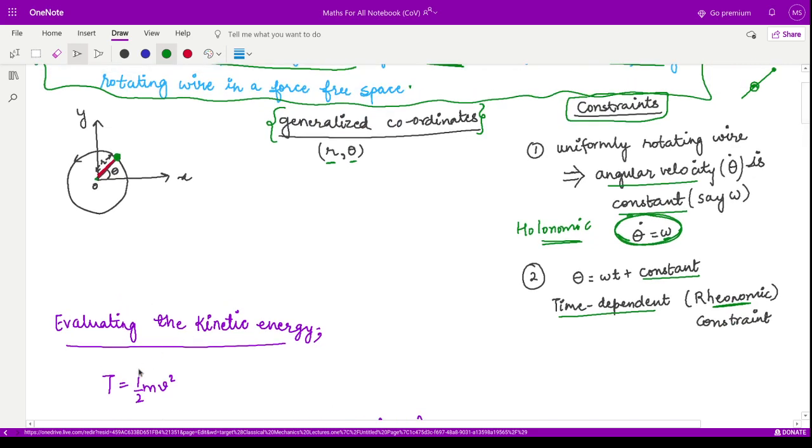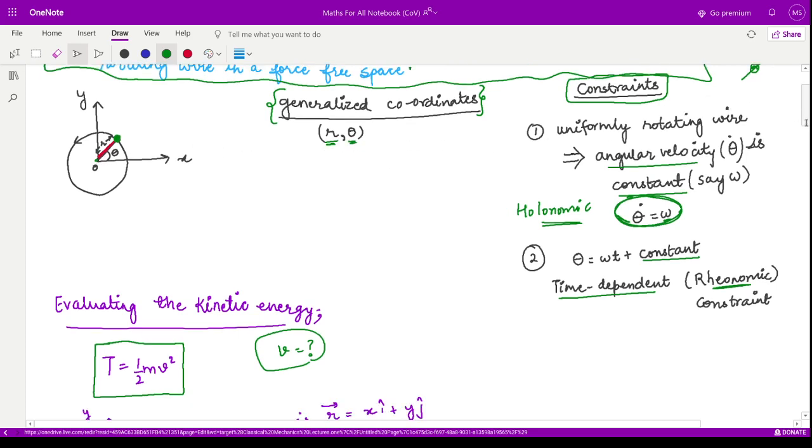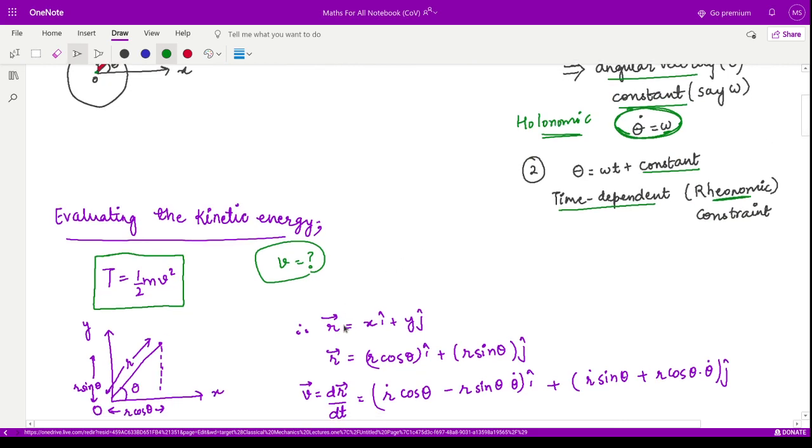We all know the formula to calculate kinetic energy is that it is equal to half mv squared. Now how do we calculate this when we are given the polar coordinates? As you can see over here, the coordinates are r and theta. So can I define this position vector r as x i cap plus y j cap, where what is my x?